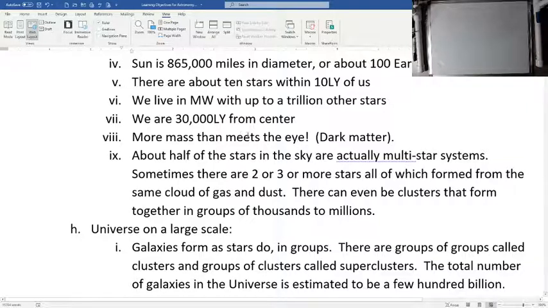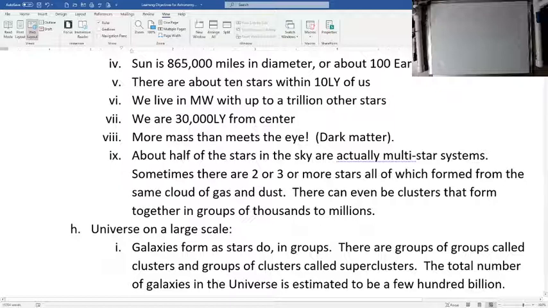There's more matter than meets the eye. We can't account for all the mass in this Milky Way galaxy just by stars and dust. In fact, most of the mass in our galaxy appears to be matter that we can't account for, and so it's an open question. We call it dark matter because we can't seem to see it.